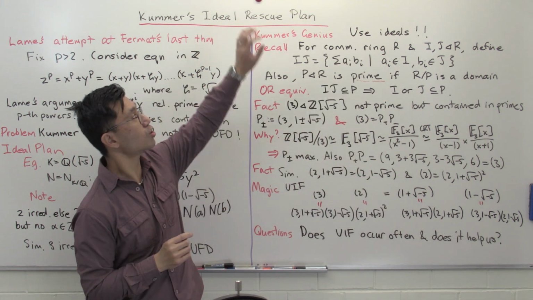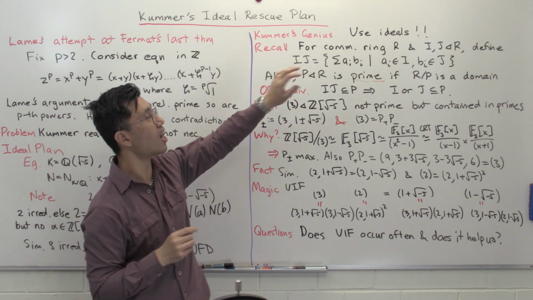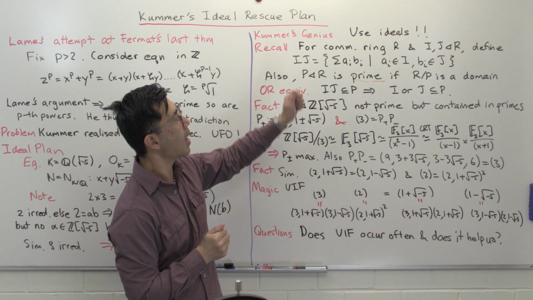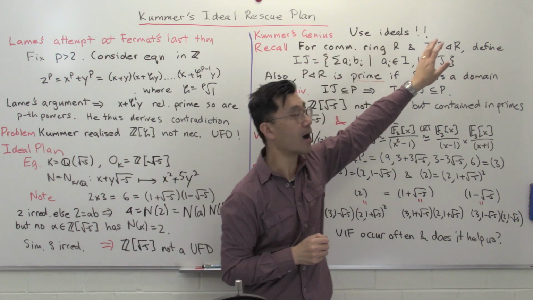So what was Kummer's genius? Kummer's genius was to use ideals. He called them ideal numbers. That's where the name ideal comes from. But we know what they are in ring theory now.